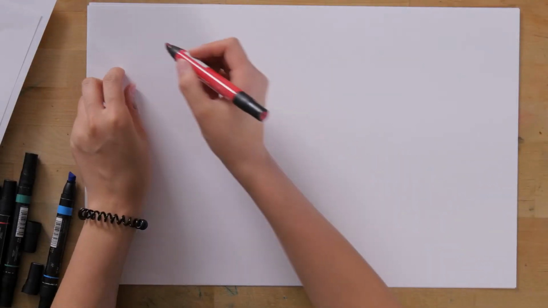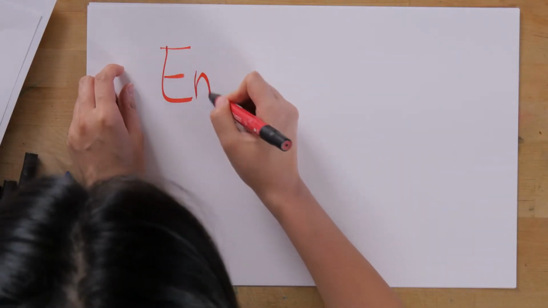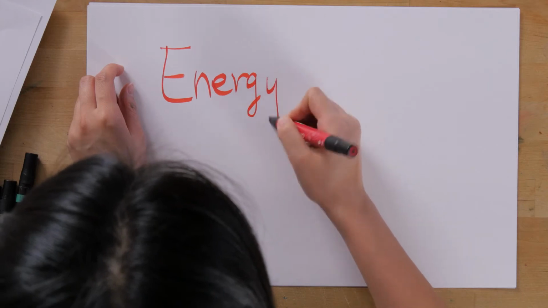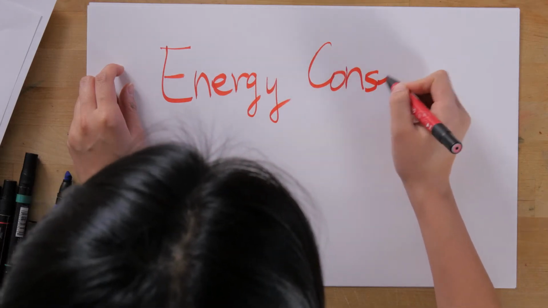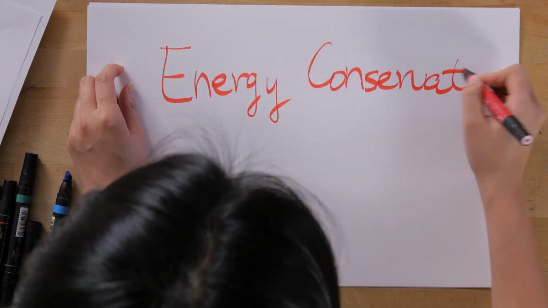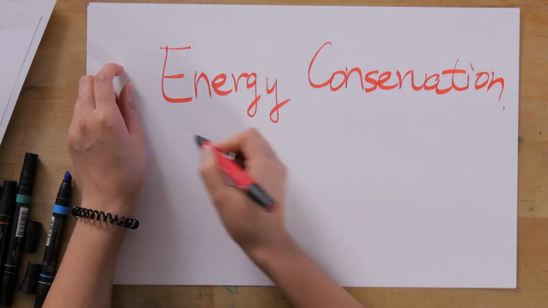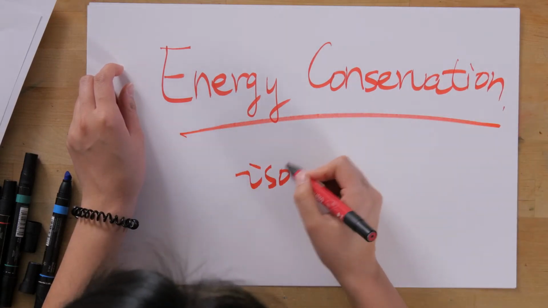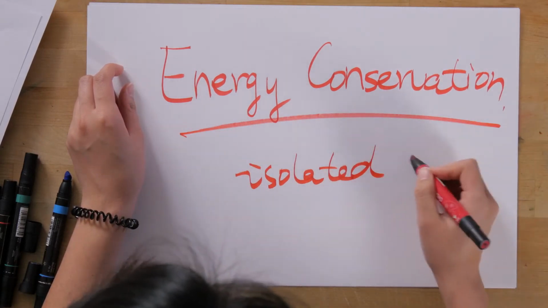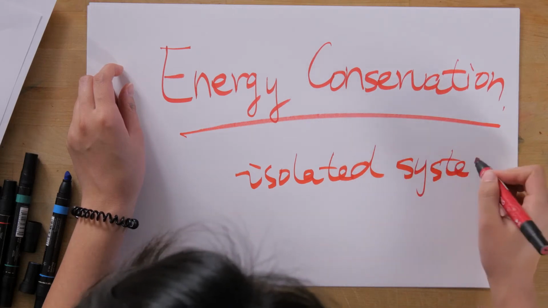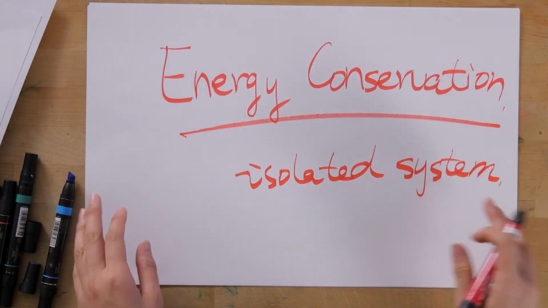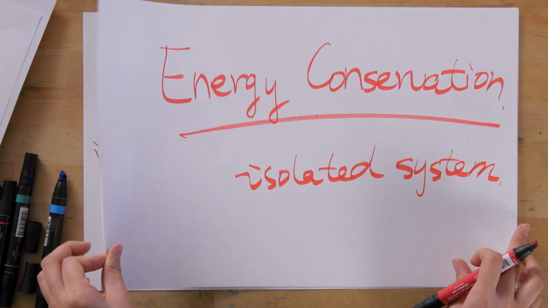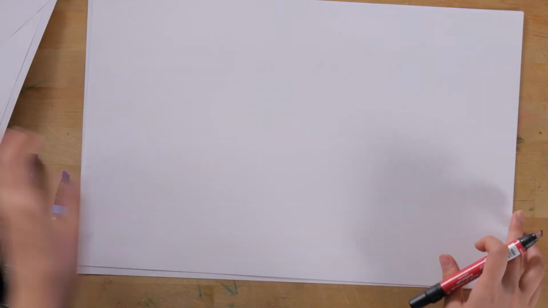Hi everyone, today we're gonna talk about energy conservation. So, when do we use energy conservation for an isolated system? There is no external force acting on this system. How many types of energy have we learned so far?